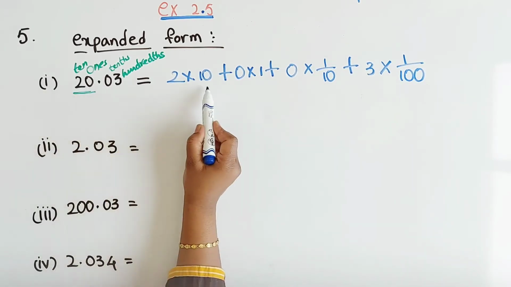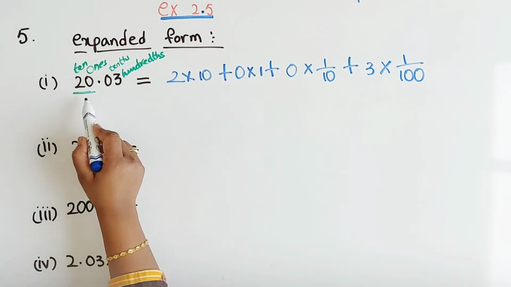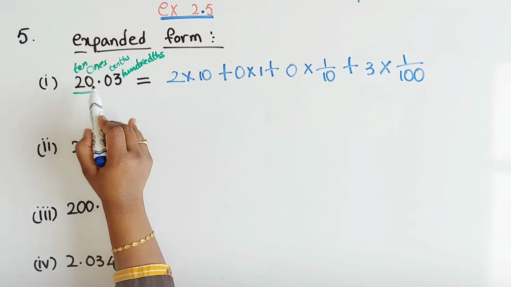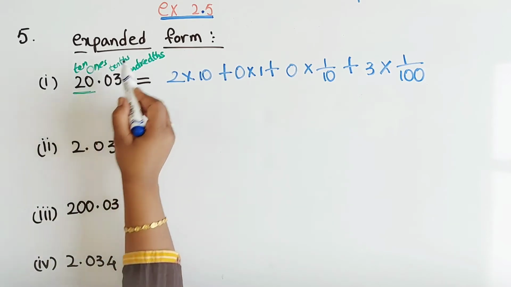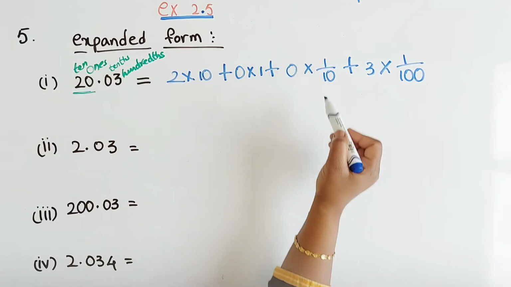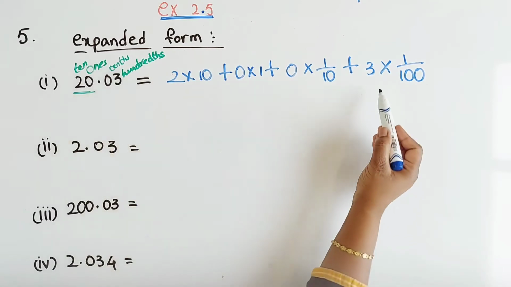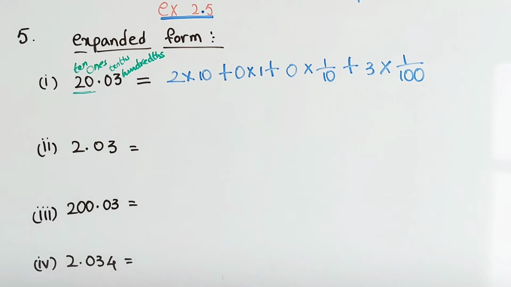2 in tens place, that means 2 into 10. 0 in ones place, 0 into 1, plus after the decimal point 0 in tenths place, 0 into 1 by 10 here, and 3 in hundredths place, 3 into 1 by 100 here. Clear, children? Now next question.